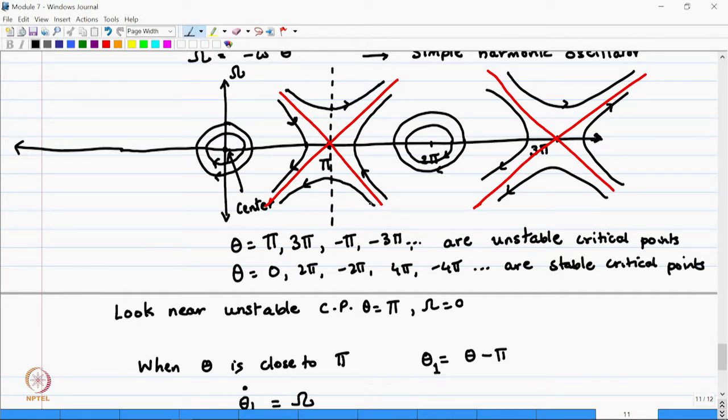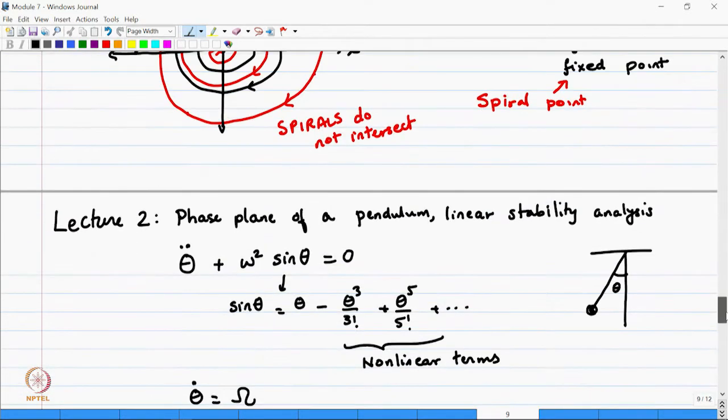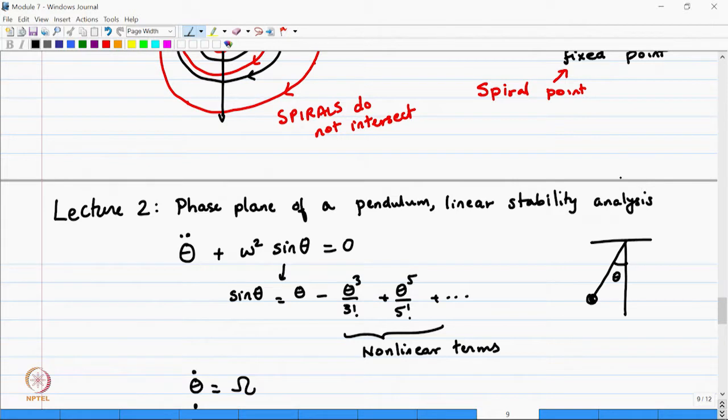Now let us look at what is happening here. Suppose you take any one trajectory. This is where your theta is greater than pi, and you are starting with omega that is negative. So you started somewhere up here, and your omega is negative, which means you are moving in this direction.